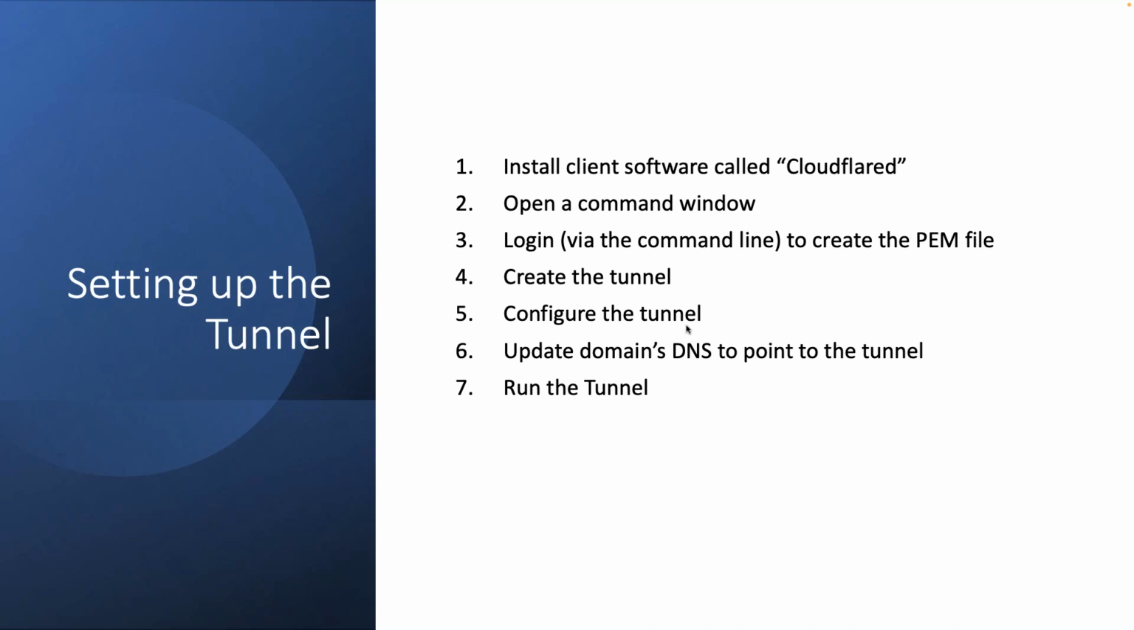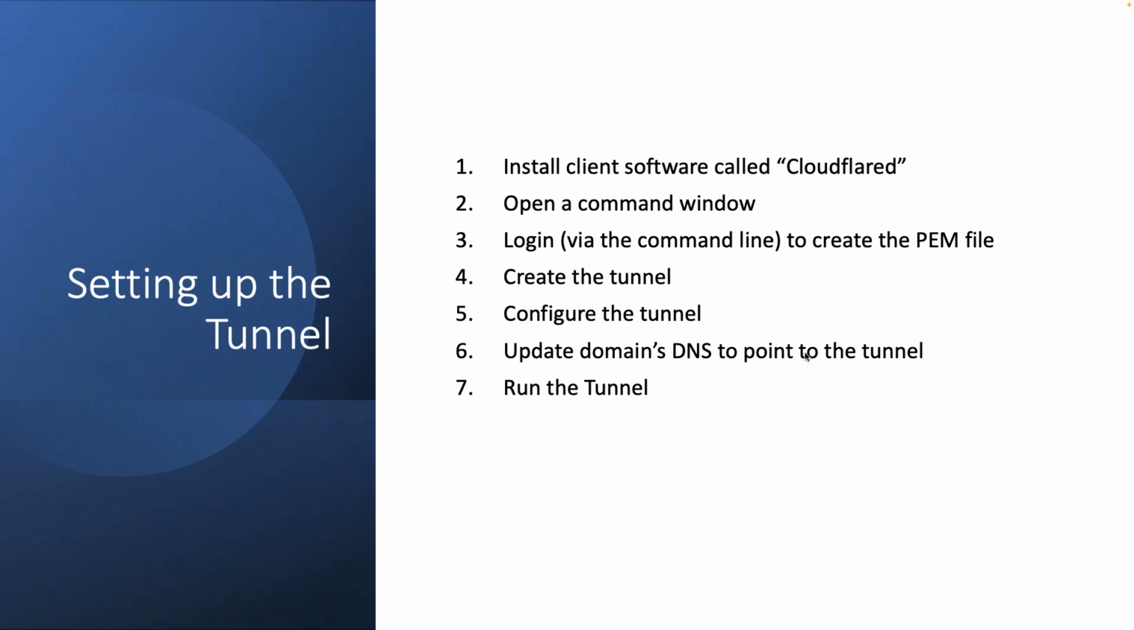The next thing you'll do is configure the tunnel, and you're going to be doing that by editing a text file, which will tell Cloudflared where you want the traffic to go when it comes in. And then two other things we're going to do. We're going to update the DNS record in our name server. Remember, we had just switched it over to the Cloudflare name server. And we don't actually do that on Cloudflare itself.